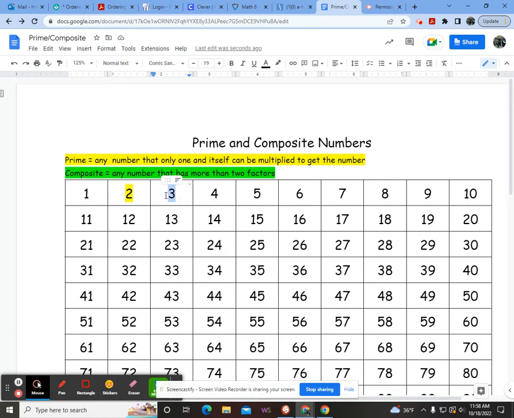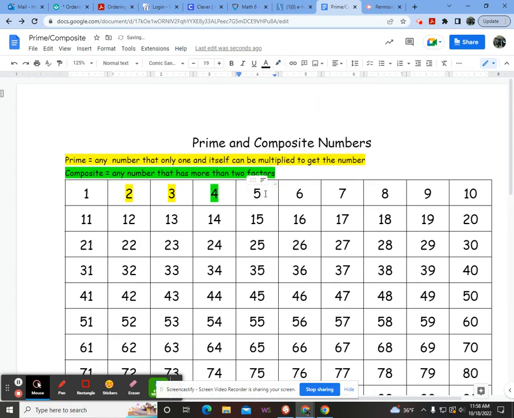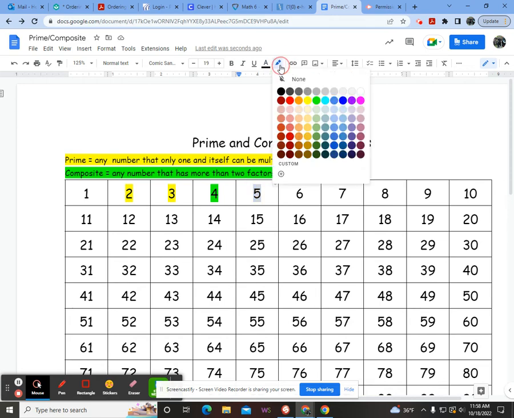The number 3. Is there anything we can multiply besides 1 and 3 to get 3? No, therefore it is also prime. So we are going to turn it yellow. The number 4, anything besides 1 and 4 that we can multiply to get 4? 2, absolutely. So is it prime or composite? Composite. It is composite because it has more than 2 factors. So we're going to change that one green. The number 5, anything besides 1 and 5? No, so it is yellow because it's prime.